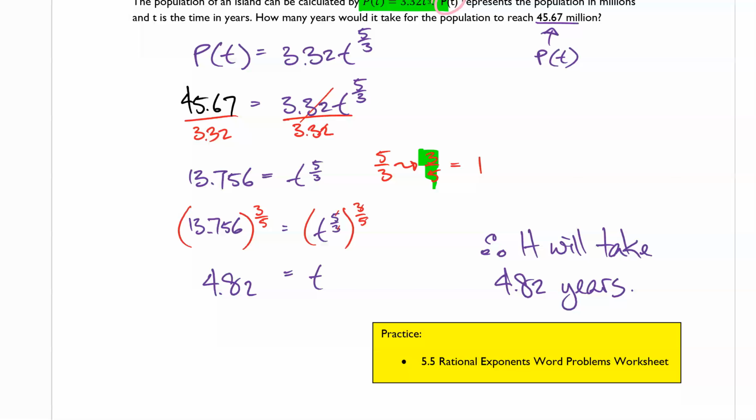All right, I want you guys to try working on the practice sheet, the 5.5 Rational Exponents Word Problems worksheet. It's a bunch of word problems. The answers are in the brackets. Fire me off an email if you have any questions. I'll try to get back to you as soon as I can. And that's all the lessons I have for you for this week.